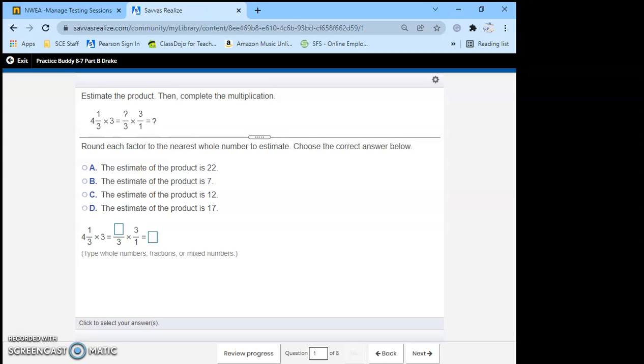Question number 1, we have 4 1/3 times 3. It equals something which equals something. The first thing that we have to do is we actually have to work it out. So we're going to have 4 1/3 times 3. We have to estimate it first. So on a number line, 4 1/3, is that going to be closer to 4 or 5? Well, half of 3 is 1.5, but we only have one of them. So we're not halfway, so we are going to round that to 4 wholes.